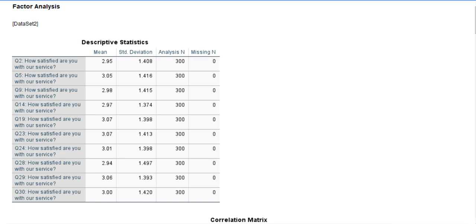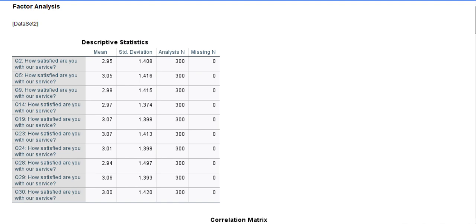This is an exploratory factor analysis overview for the research question: can the following questions from the given survey data be reduced to practical dimensions? The questions are question 2, 5, 9, 14, 19, 23, 24, 28, 29, and 30.